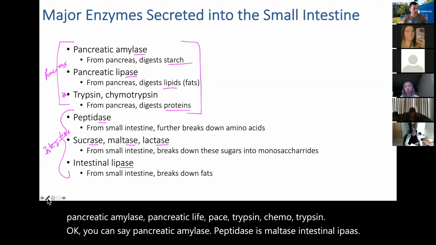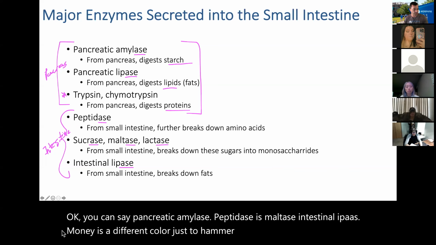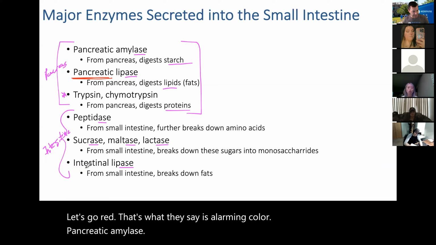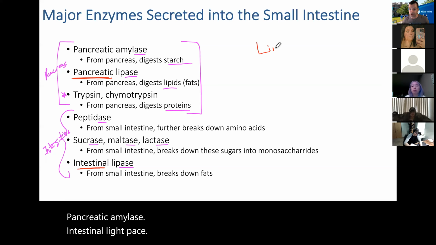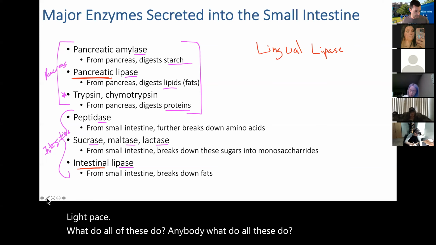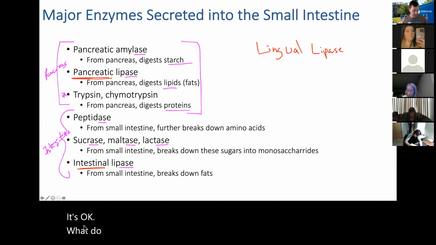I'm going to use a different color just to hammer home a point here. Let's go red. That's what they say is an alarming color. Pancreatic amylase, intestinal lipase. We have lingual lipase from earlier. What do all of these do? Anybody? What do all these do? It's okay. What's the function?